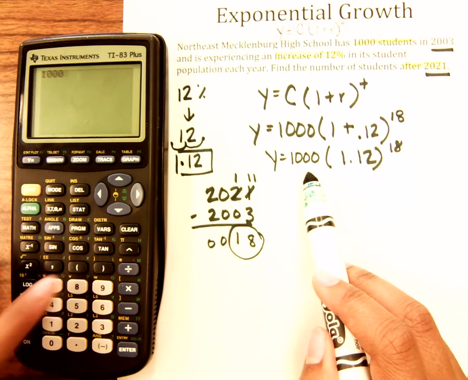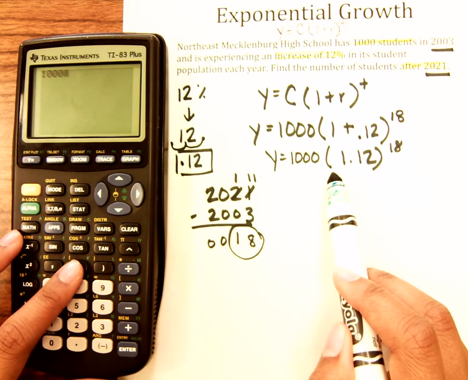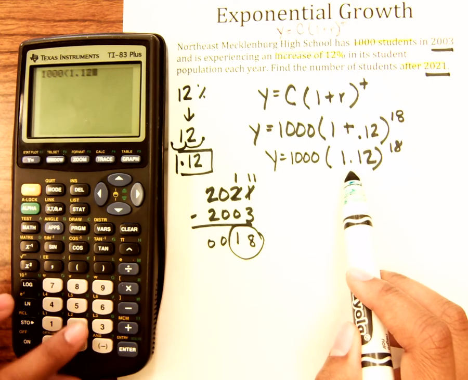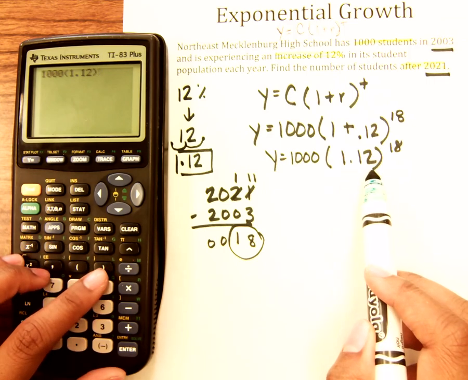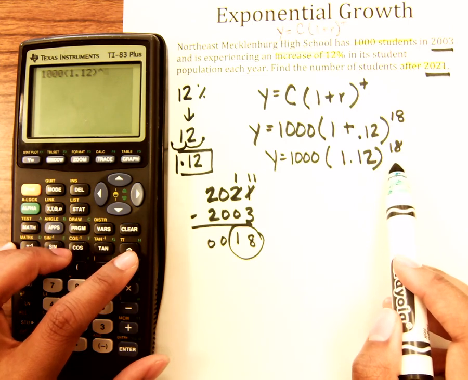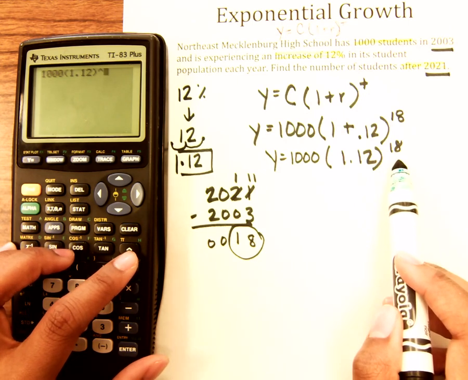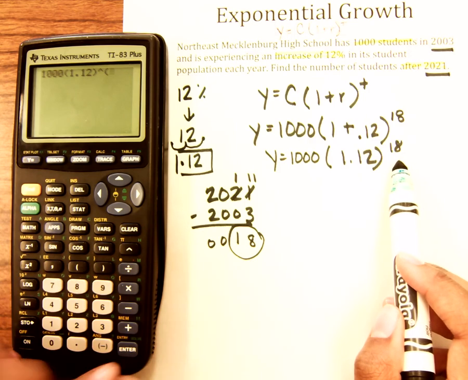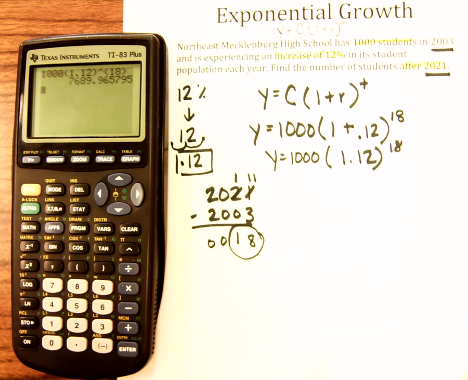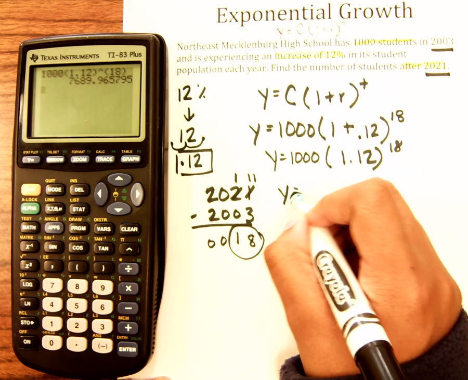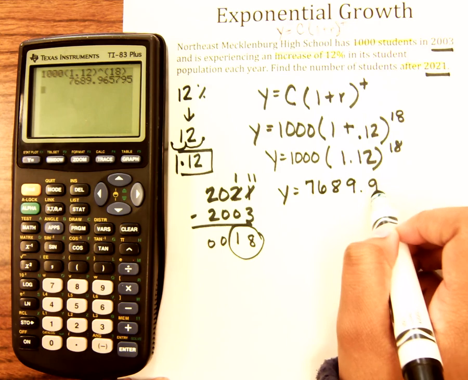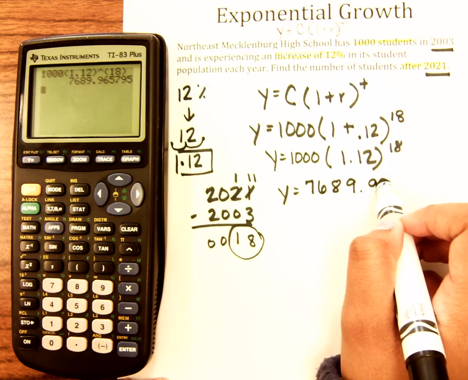So I have 1,000. Notice I have parentheses in my problem. I'm going to put parentheses in my calculator times 1.12. I'm going to close that parentheses just like that. This little caret here means exponent. And to make sure that I'm doing this accurately, and it never hurts, because sometimes your time may be a fraction, I'm also going to put my exponent in parentheses. And so once I do that, press enter. And it says here my answer is 7,689.9. We're going to round that up.